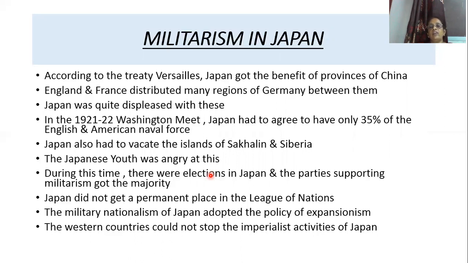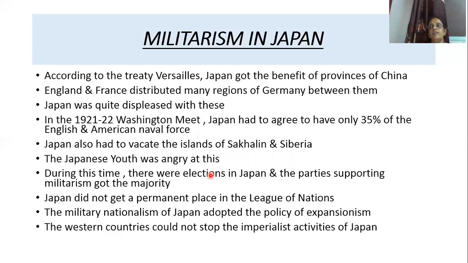And when the League of Nations was formed, Japan was also a member of the League of Nations, but it was not a permanent member. And this military nationalism of Japan followed the policy of expansionism. That means they wanted to expand or increase their territories by attacking other countries, capturing other countries. And the Western countries, European countries also could not stop the imperialistic activities of Japan.